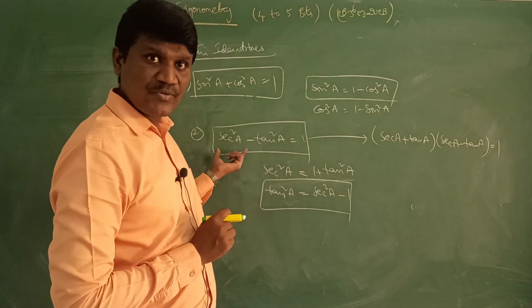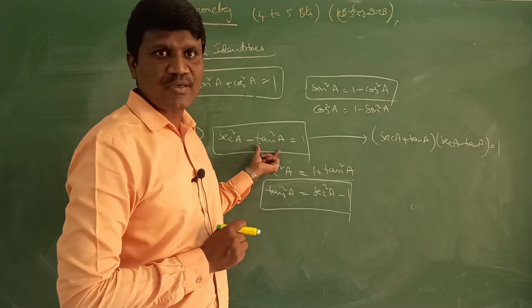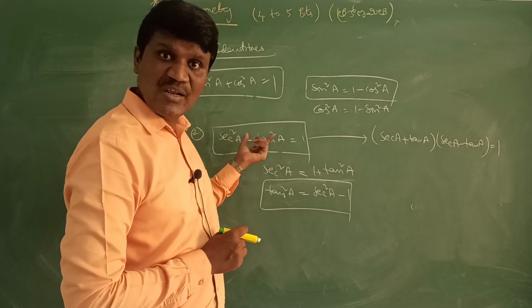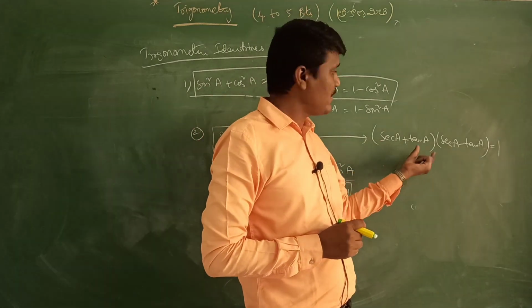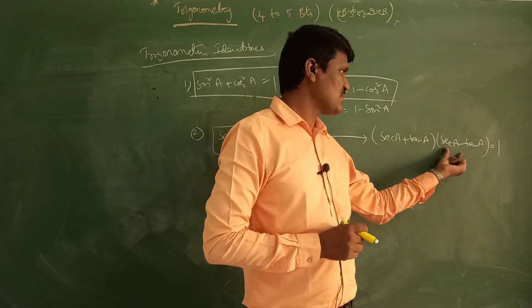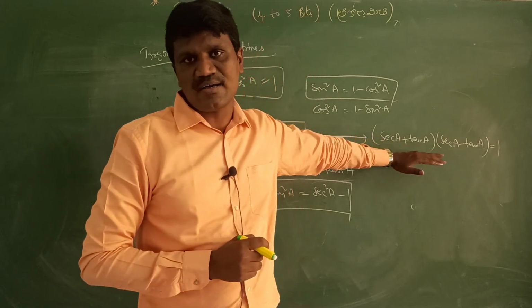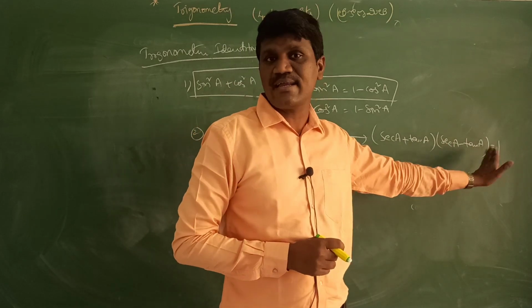What I am writing, just observe here: sec square A minus tan square A is of the form a square minus b square. So a is sec theta, b is tan theta. So a square minus b square is nothing but (a plus b) into (a minus b). A plus b is sec A plus tan A, and a minus b is sec A minus tan A. So based on this also a question will be asked, right? Sec A plus tan A into sec A minus tan A is equal to 1.